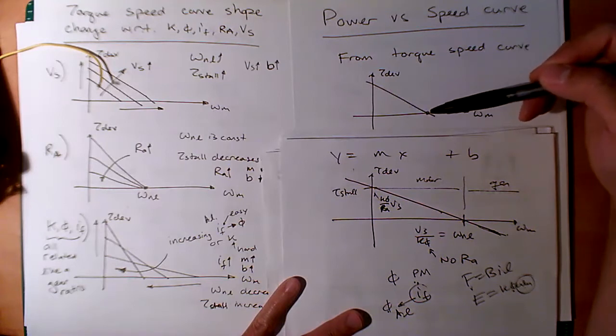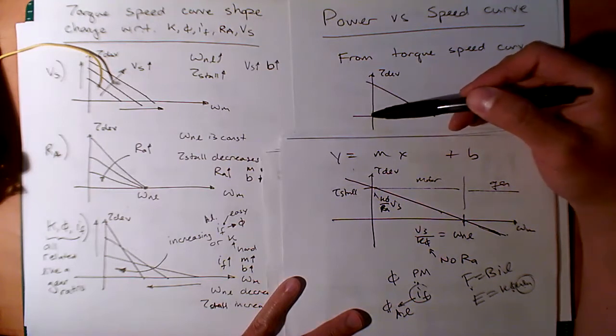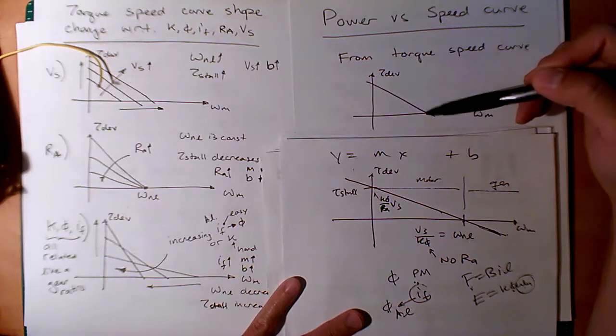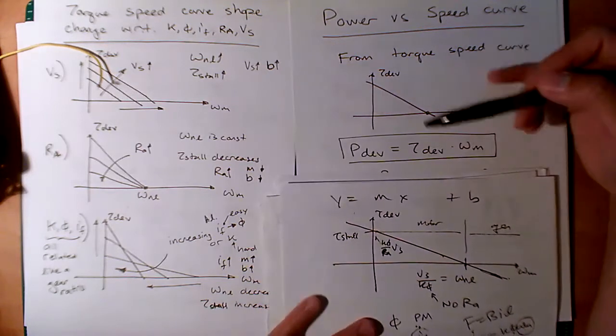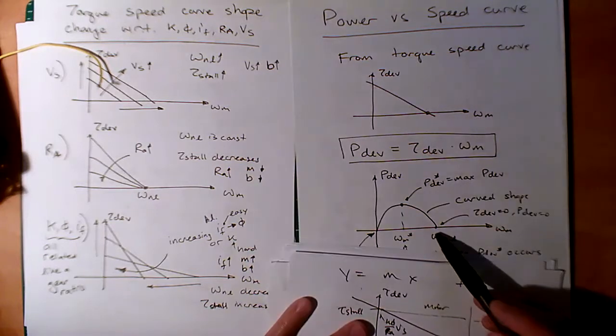So again, something times 0 is still 0. So the power is 0 here, the power is 0 here. What about in the middle somewhere? Well, in the middle is actually where you get a maximum. Okay, so what we get is something like this.